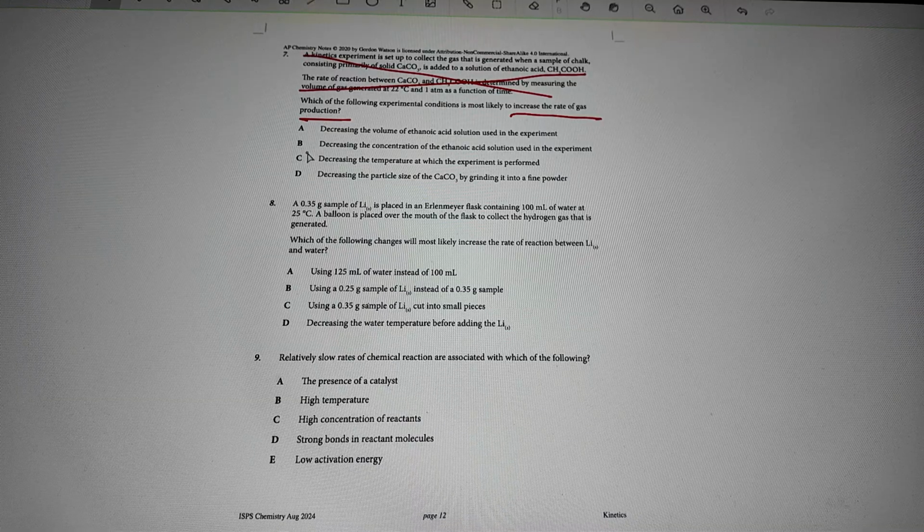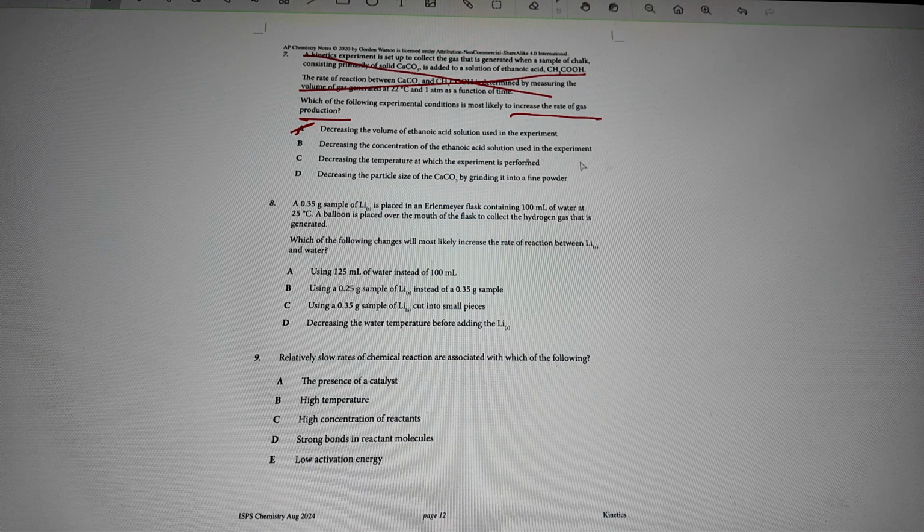Let's see the options, right? Decreasing the volume of the ethanoic acid solution used in the experiment: less of anything doesn't make anything faster, right? Like if I have less popcorn kernels, I'm not going to make more popcorn, right? So you having less of something doesn't make my reaction happen faster. So it's not A.